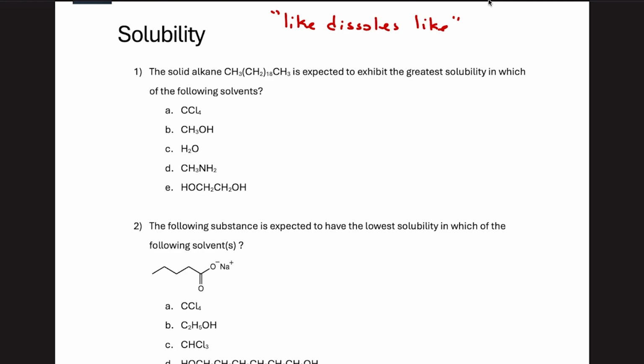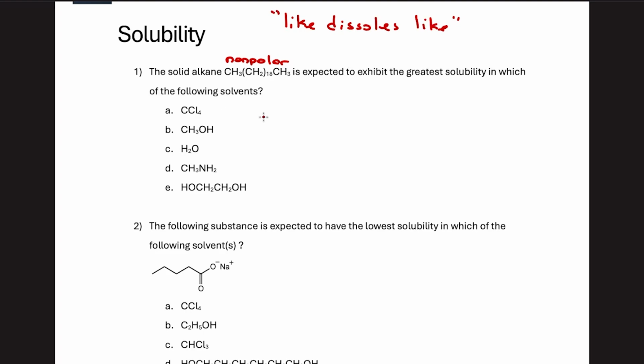In question 1, that's exactly what we're looking for. A solid alkane, you don't even need the formula. Once you see alkane, you know it's nonpolar. But if you were to draw this out, you'd know it's nonpolar, right? And so before even reading the rest of the problem, we know that this structure is nonpolar. The solid alkane is expected to exhibit the greatest solubility in which of the following solvents? Well, if you want the greatest solubility, you're looking for the solvent that has the most nonpolar properties.